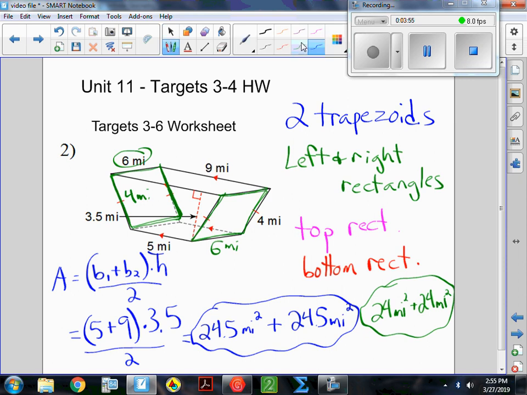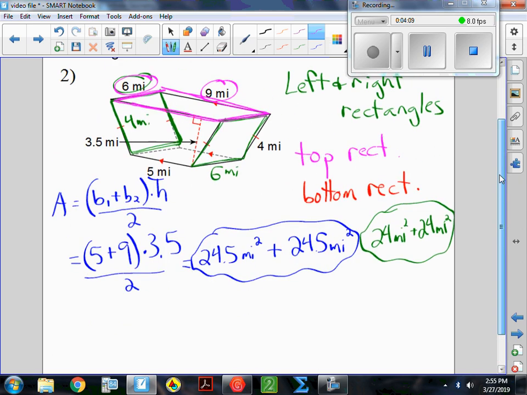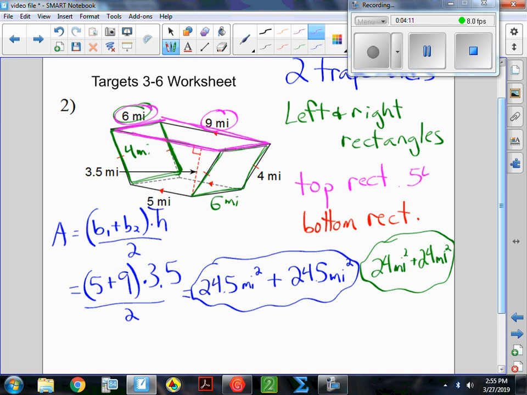Then we want to look at the top rectangle in pink, is a rectangle that's 9 by 6. So 9 times 6 is going to be, 9 times 6 is 54. So 54 square miles. And then my last one is the bottom rectangle. Bottom rectangle has that width of 6, a length of 5. So 5 times 6 is 30. So 30 square miles.